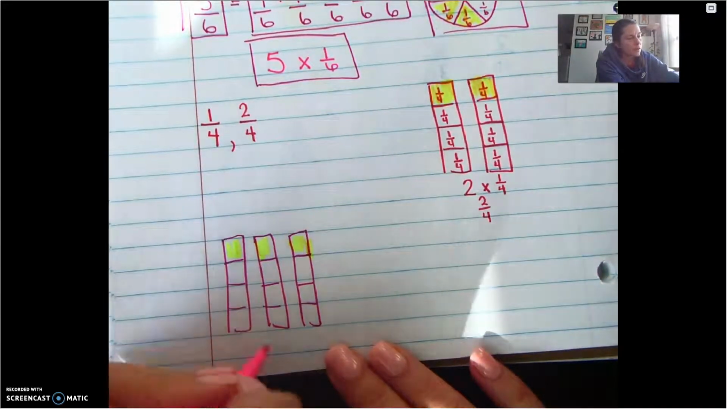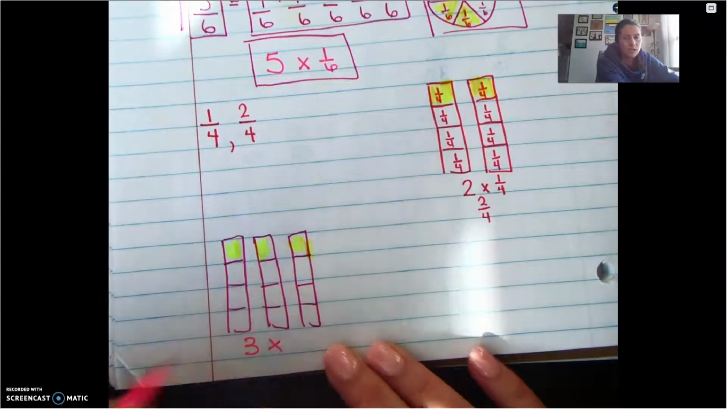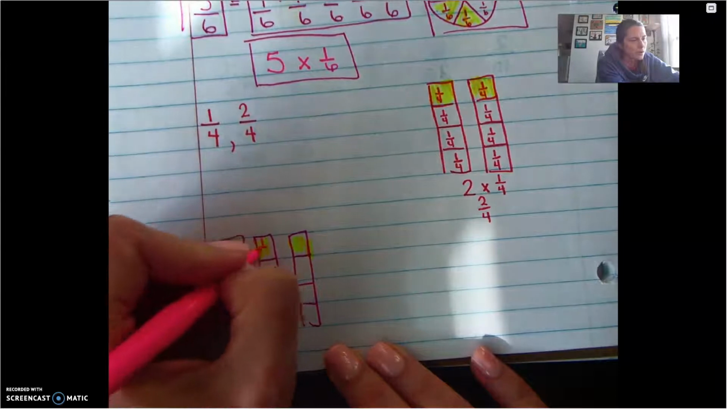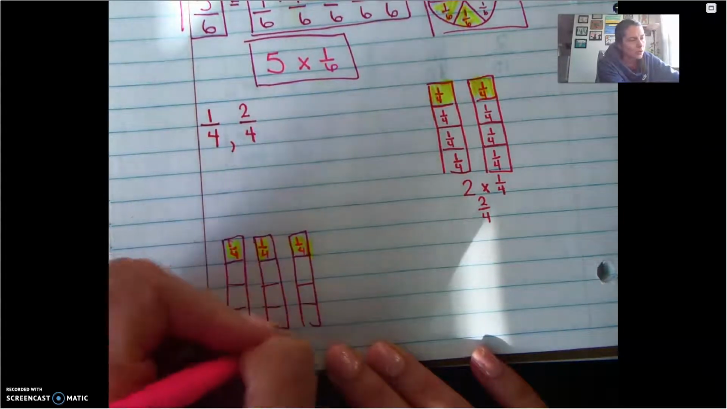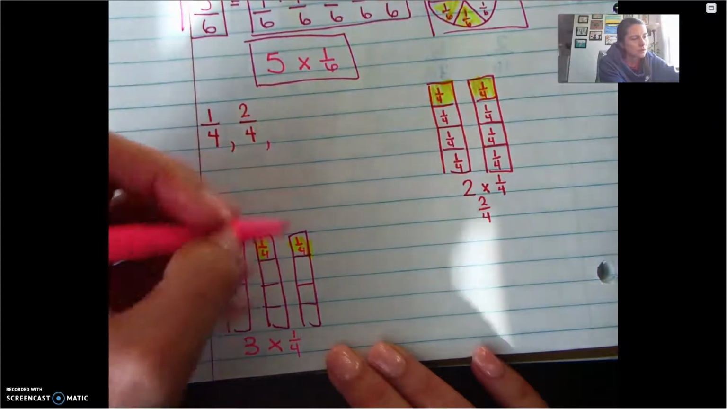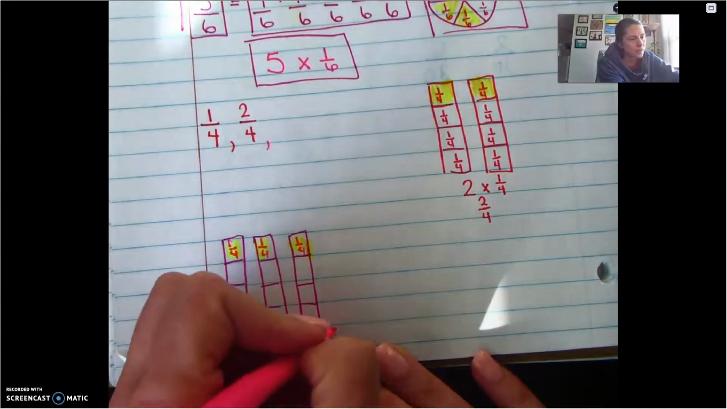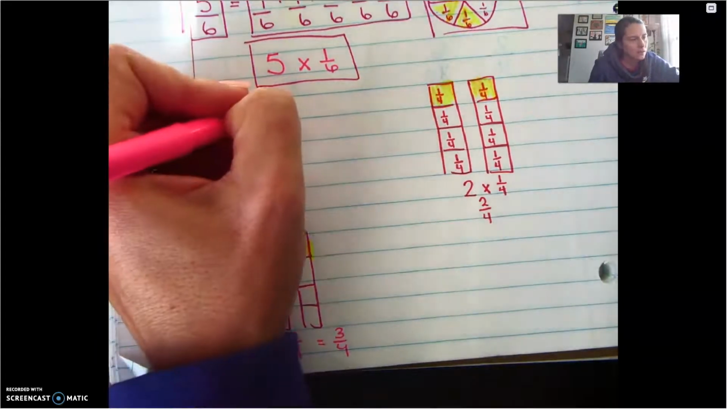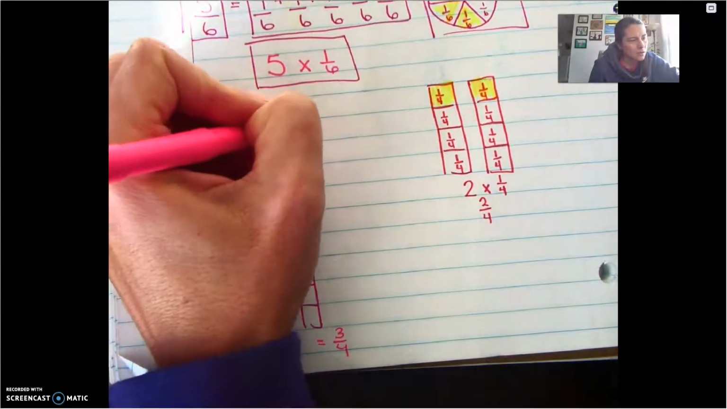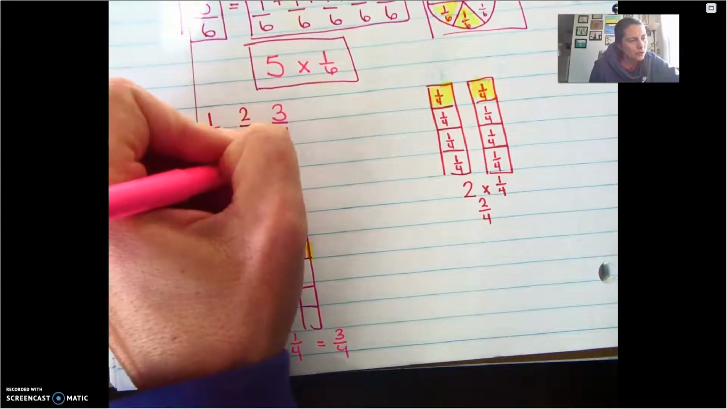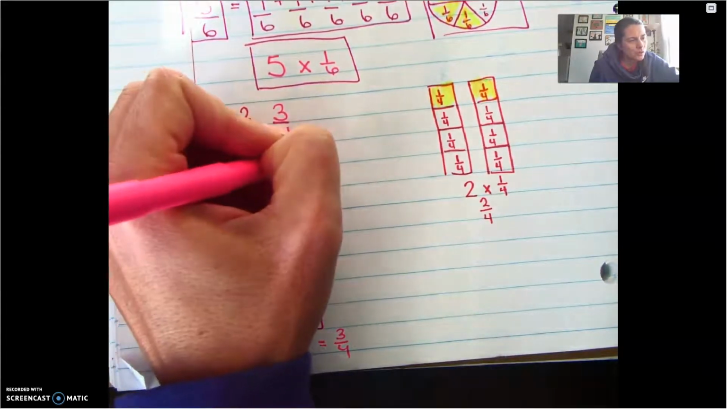So we have three groups of, 3 times, this is 1/4, I didn't write all my 1/4, but they're in there. 3 times 1/4 is also 3/4. 1, 2, 3. Can you see that? So this is times 1, times 2, times 3.